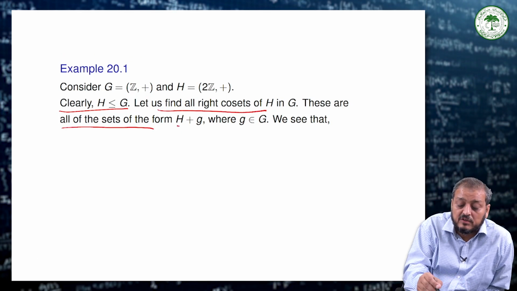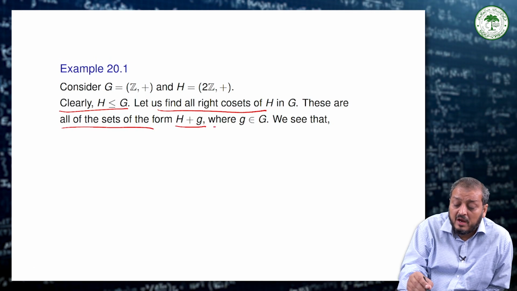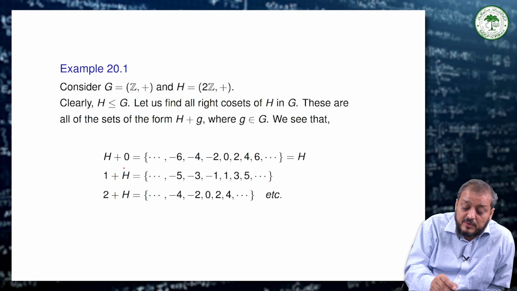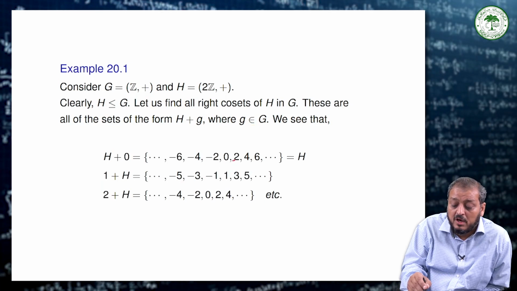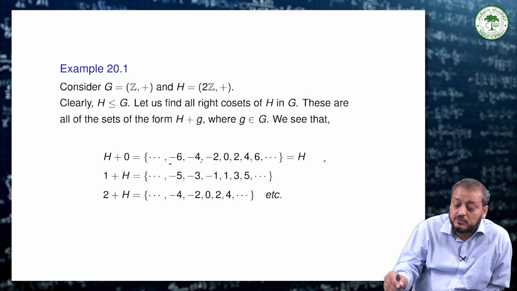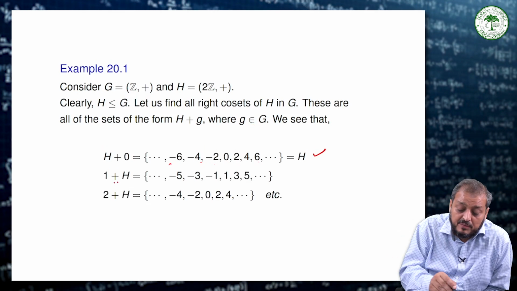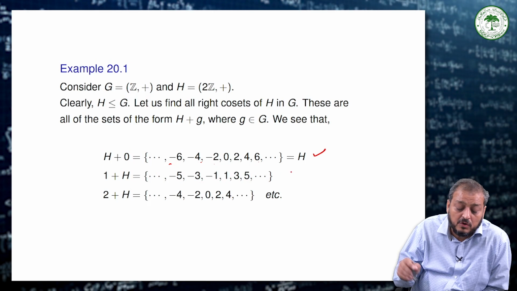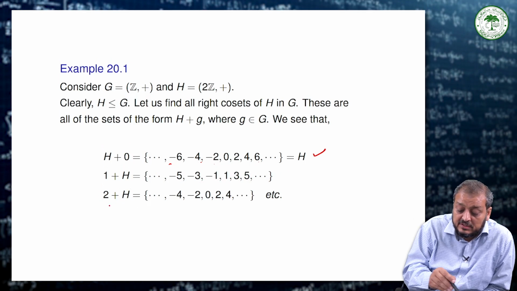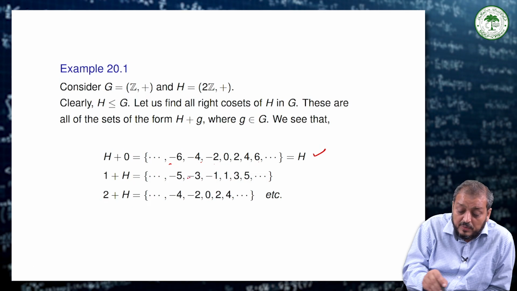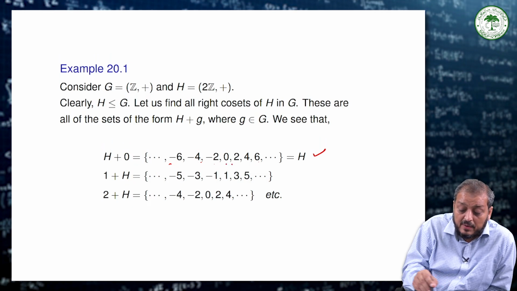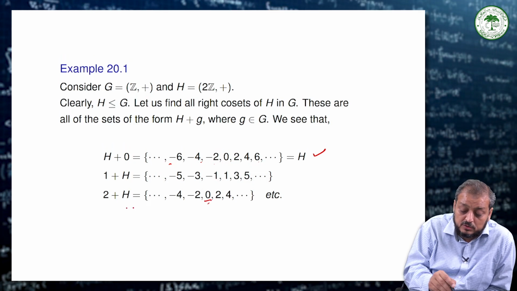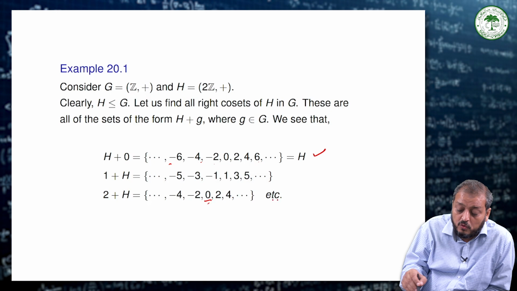These are all the sets of the form H plus g, where g is an element of G. So we see that H plus 0 can be written in the form 0, 2, 4, and then minus 2, minus 4, and that is clearly H. Then 1 plus H can be written as 1, minus 1, 3, 5, minus 3, minus 5 in this form. And then if you write 2 plus H, this is equal to this form: minus 2 plus 2 is equal to 0, 0 plus 2 is equal to 2, 2 plus 2 is equal to 4, and so on.